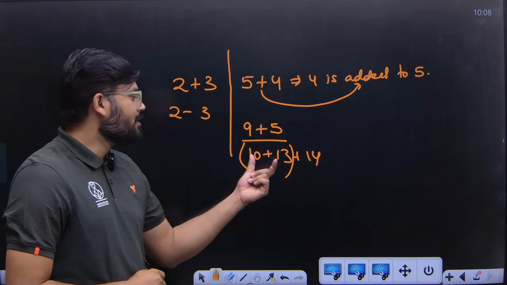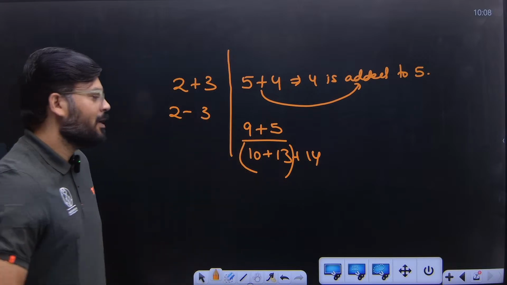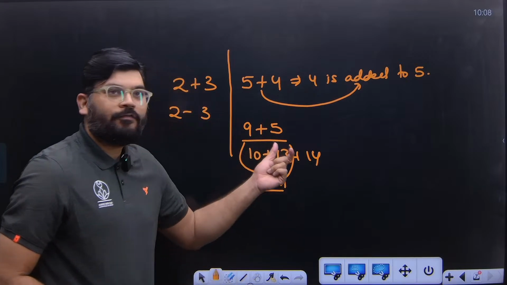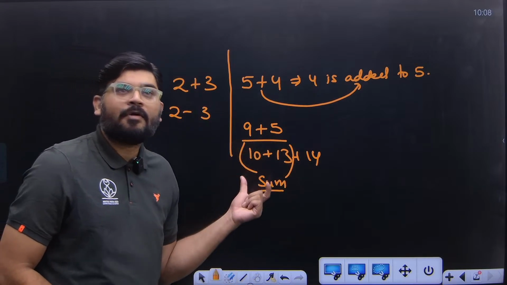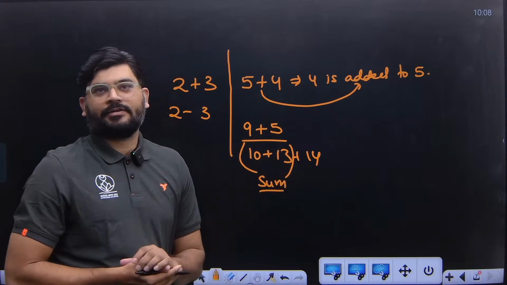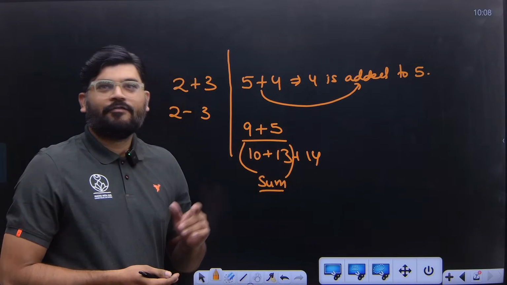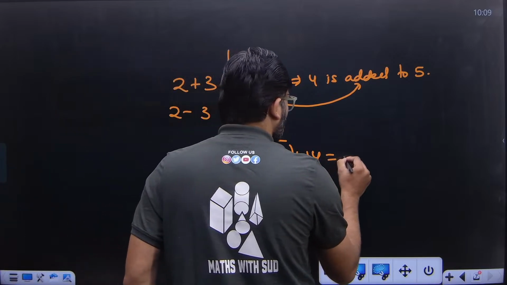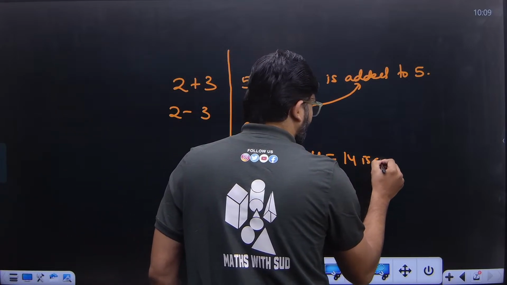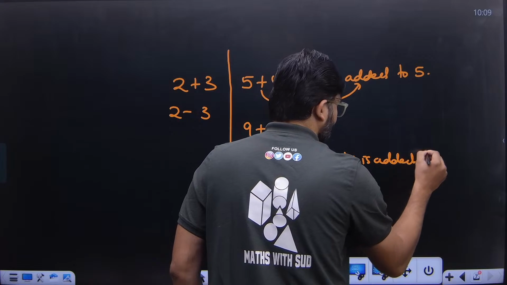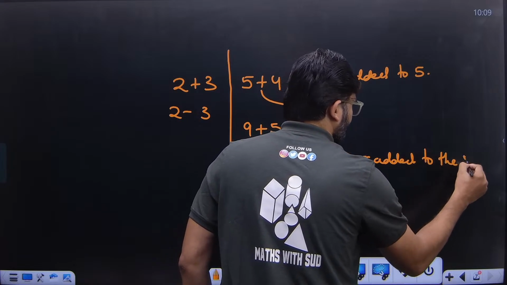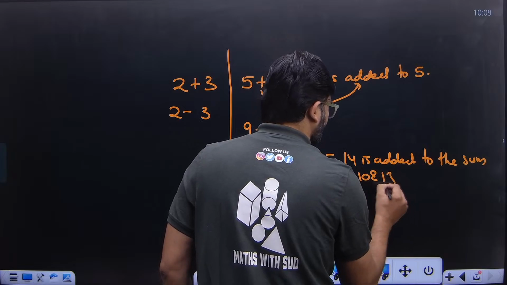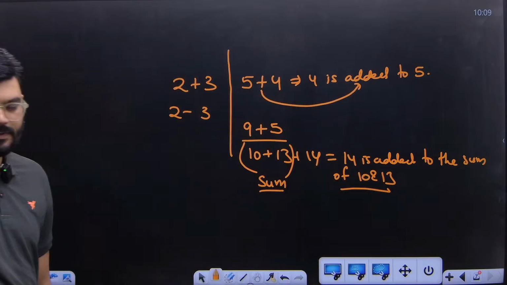Yes. But you can use a better word. Apart from plus, you can say sum. So you can say 14 is added to the sum of 10 and 13. Okay? 14 is added to the sum of 10 and 13. I will write it here for you. So 14 is added to the sum of 10 and 13. You can write down both the statements.